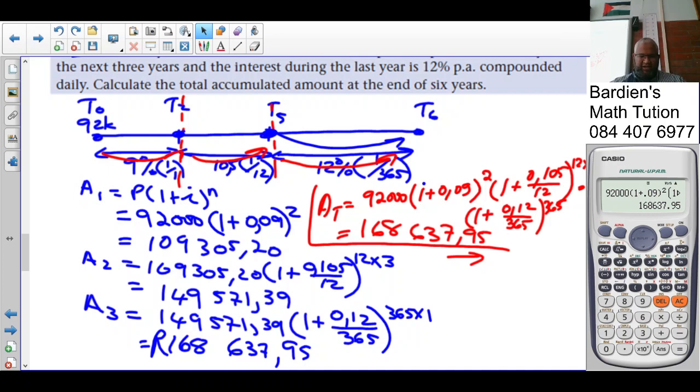So for homework, I would like you guys to do exercise 11.4, the odd numbers. There are 4 sums I would like you to do.